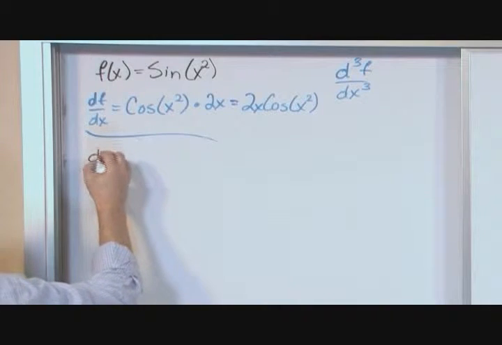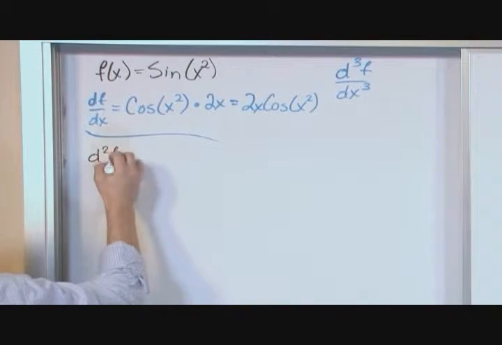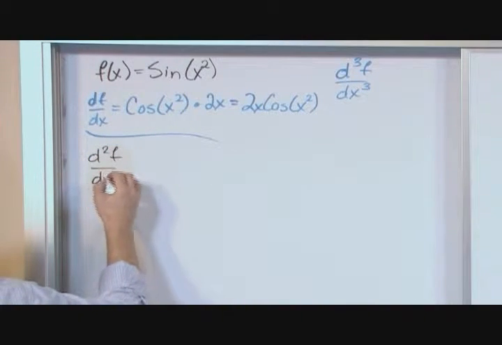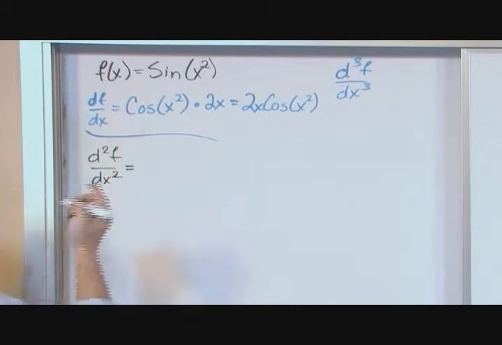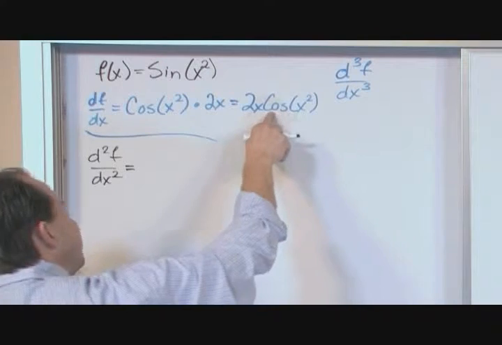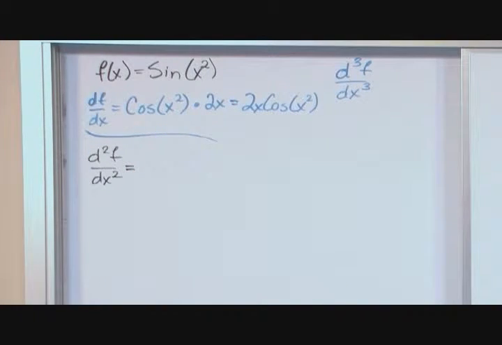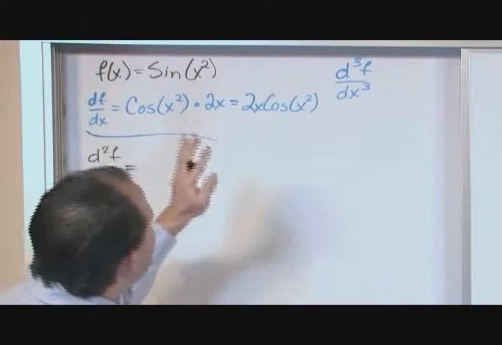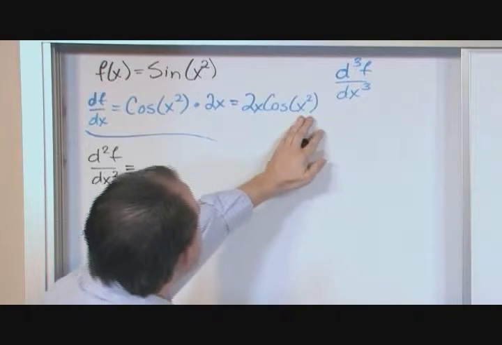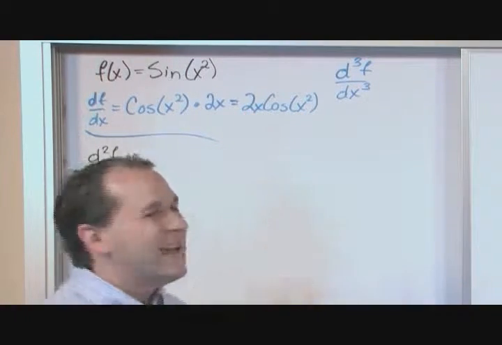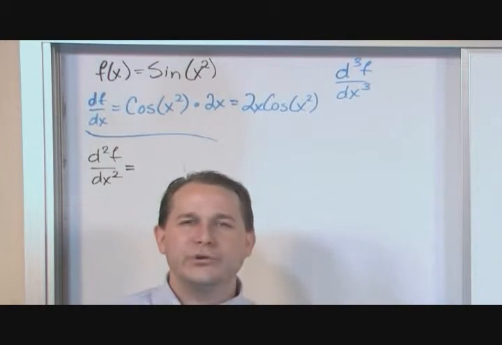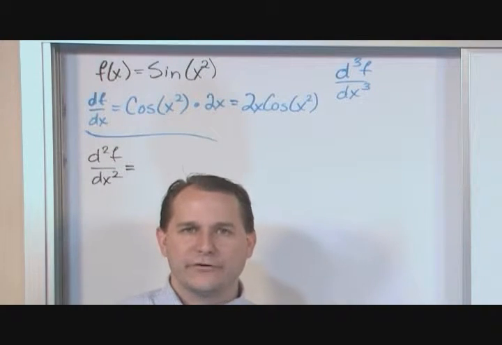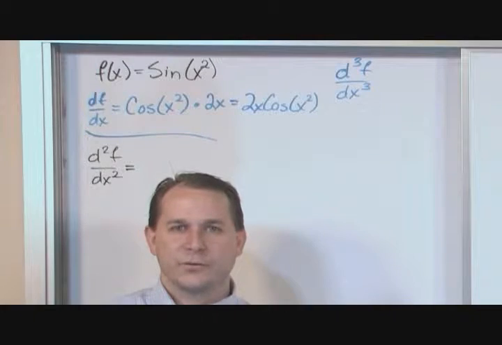So we write it as d squared f dx squared. That's the second derivative. The way we do that is we find our first derivative and we take the derivative again. But notice things have gotten more complicated because now we have cosine x squared, but we also have another function of x on the outside multiplied by our cosine. What do you do when you have two functions multiplied by one another? You have to use the product rule, right?